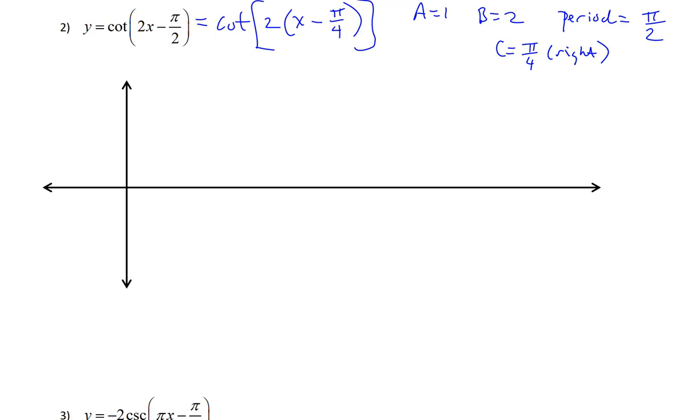So now with our adjusted period being pi/2, we want to mark 2 of those out on our x-axis. So I'll just take a walk to the right somewhere, mark a spot, and 2 times pi/2 would be just pi. So I'll mark that down as 2 periods.